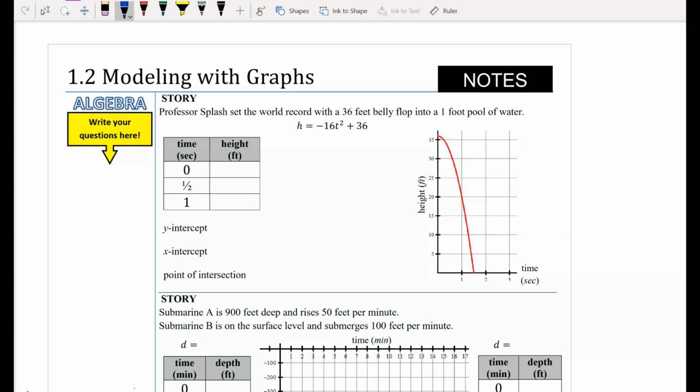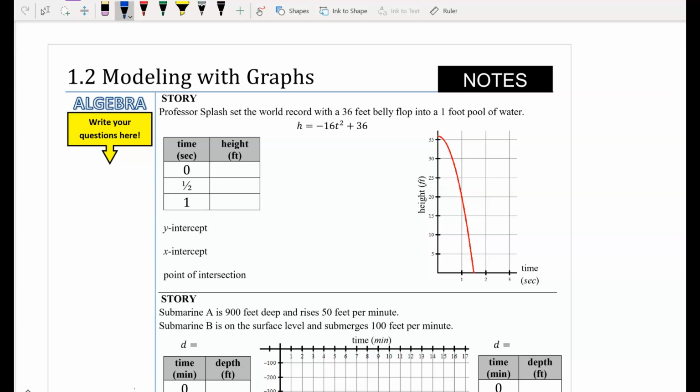In our last lesson, we tried to anticipate what a graph would look like of Professor Splash's fall on his 36-foot belly flop into a 1-foot pool of water. In this lesson, we have the graph. We also have an equation that represents that, and we have a table. These are all connected. If I type this equation into a graphing calculator, then it will give me the graph. And it could also give me the table, or I can compute those by hand.